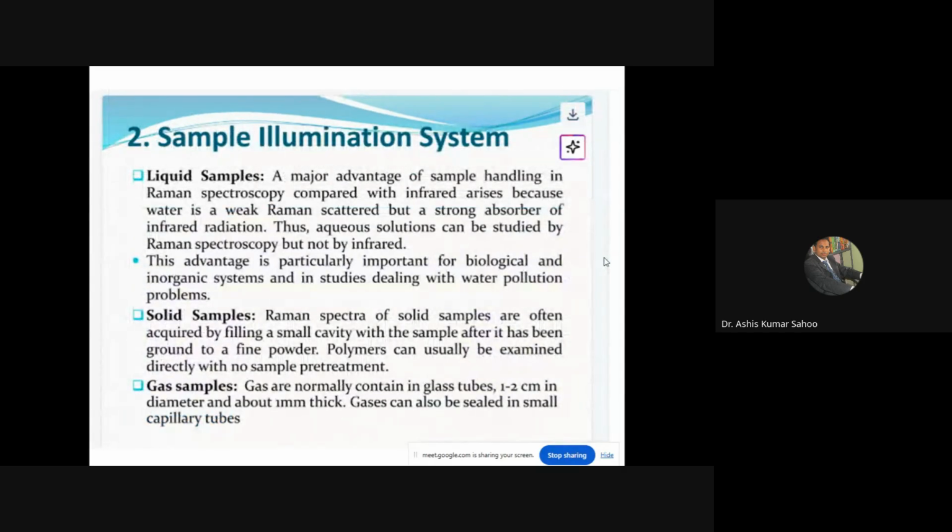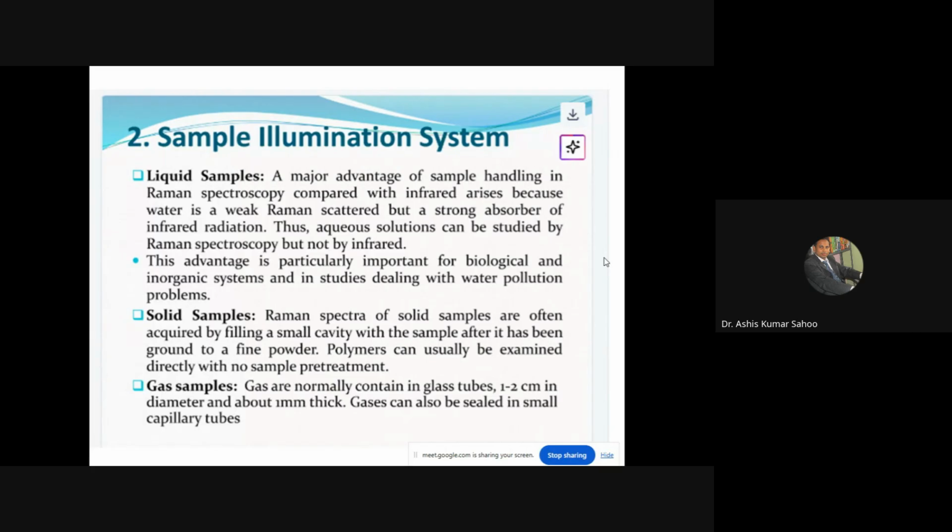Sample illuminating system. Liquid sample: a major advantage of sample handling in Raman spectroscopy compared with infrared is that water is a weak Raman scatterer but a strong absorber of infrared rays. The aqueous solution can be studied by Raman spectroscopy but not by infrared. This advantage is particularly important for biological and inorganic systems, and in studies dealing with water pollution.